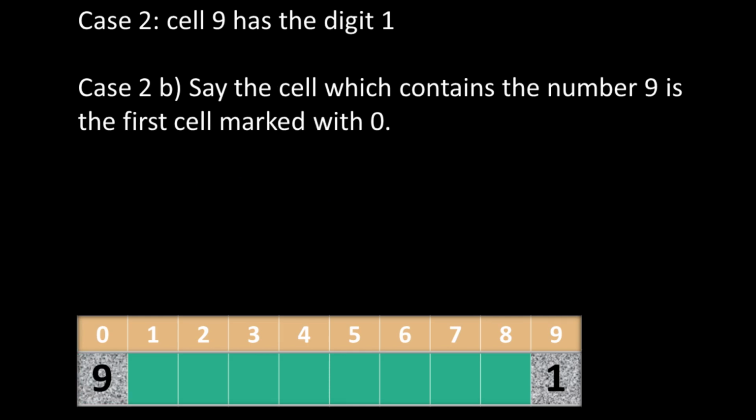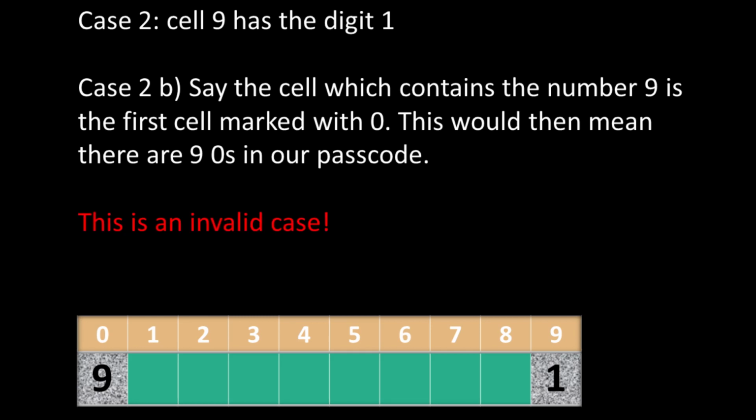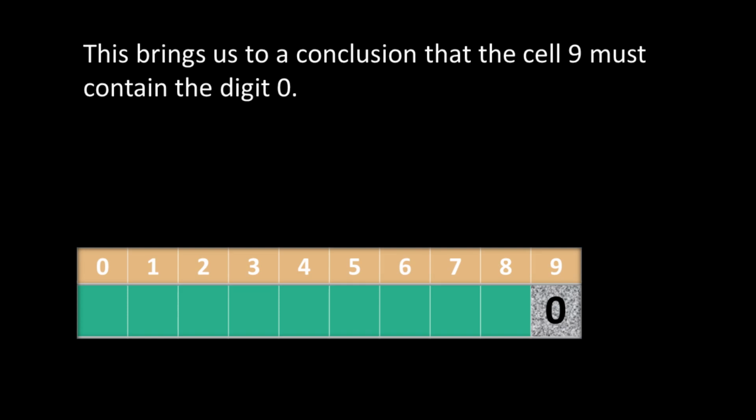Case 2b. Say the cell which contains the number 9 is the first cell marked with 0. This would then mean there are 9 zeros in our passcode. This is also a contradiction because we only have 8 spaces left in the passcode as the other 2 places already contain digits 1 and 9. So case 2 is invalid. This brings us to a conclusion that the cell 9 has to contain the digit 0.